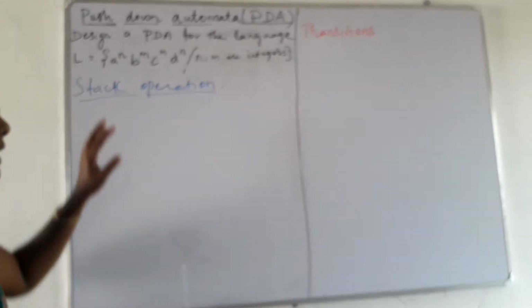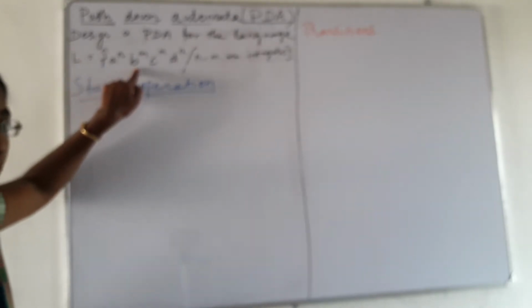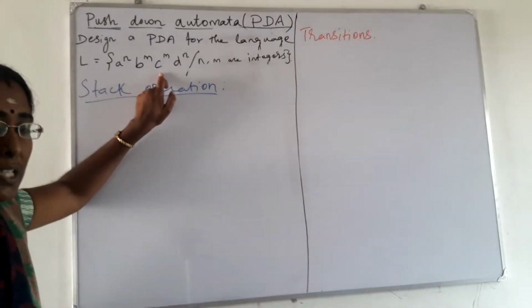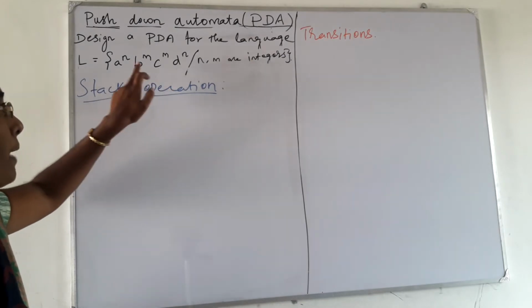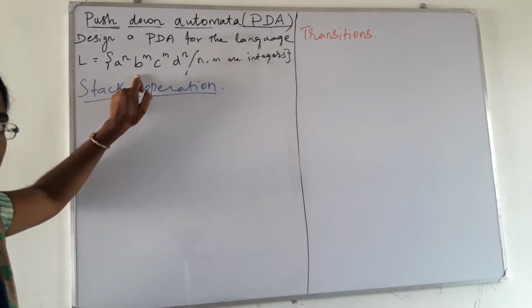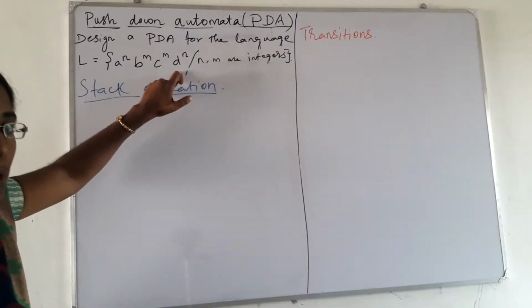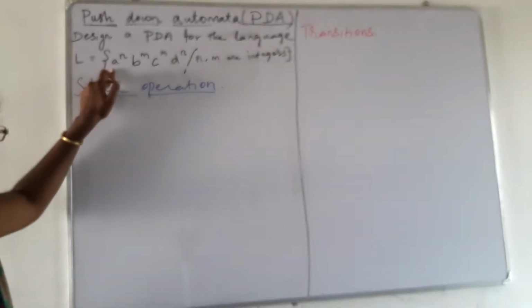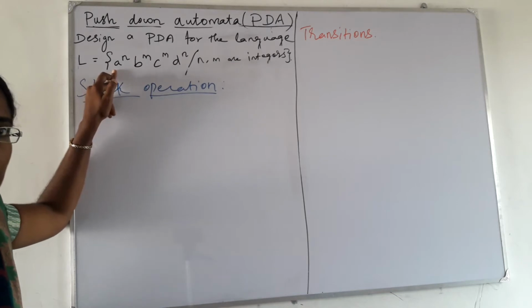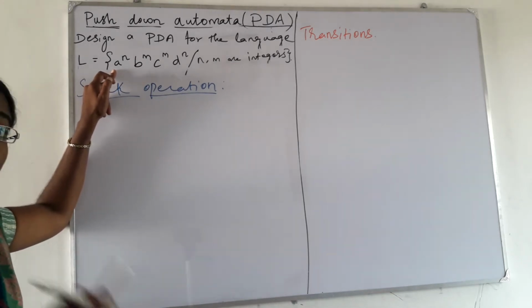First we have to push the n number of A's onto the stack, then push m number of B's onto the stack. While reading the m number of C's, they should be matched with the m number of B's and popped out from the stack. At last the number of D's should be matched with the number of A's, and if they match, they are also popped out from the stack.